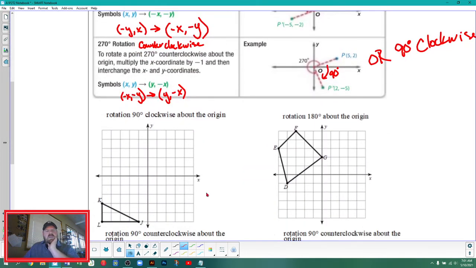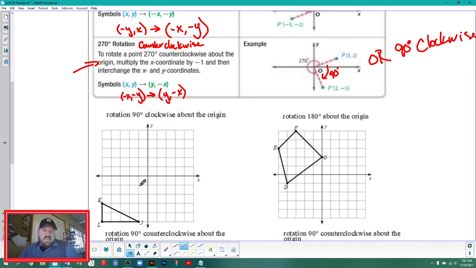All right, so let's go ahead and look at some of these. Again, I'm going to mainly go with the coordinate rules to make sure we can get these done. So a rotation 90 degrees clockwise, that's going to be this one right here, also known as a 270-degree counterclockwise rotation.